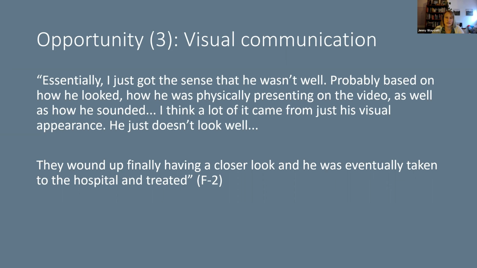And this is a particularly interesting example from one of the interviews that Ryan did with family members, where the family member, the son who was communicating with his father in the United States, actually realized that his father wasn't well and was probably affected by COVID-19.